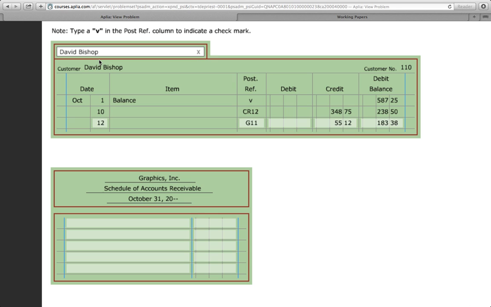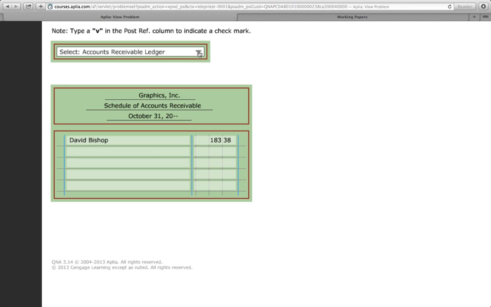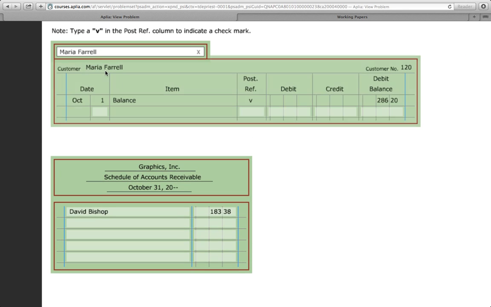So we'll start with David Bishop. He does have a balance, so he's going to appear in here. If they have no balance, you don't have to include them on the schedule, but he does have a balance, so let's put that in there, 183.38. And then I'll go to my next subsidiary ledger for Maria Farrell. She does have a balance, so she will also be included here. And that balance is 286.20.